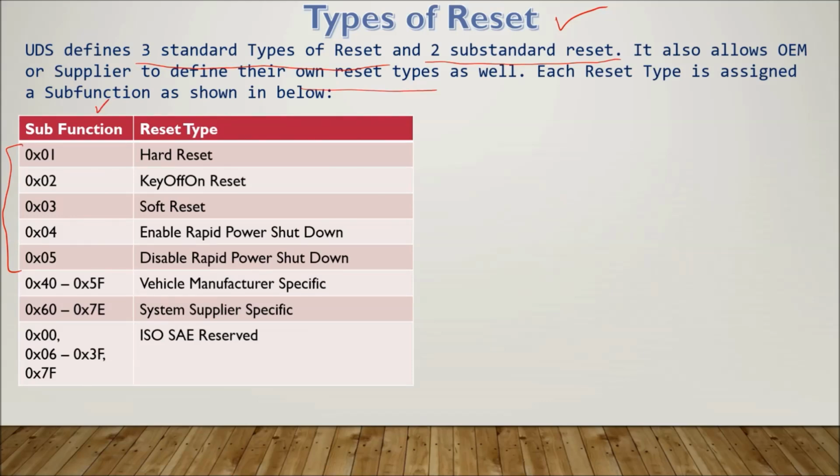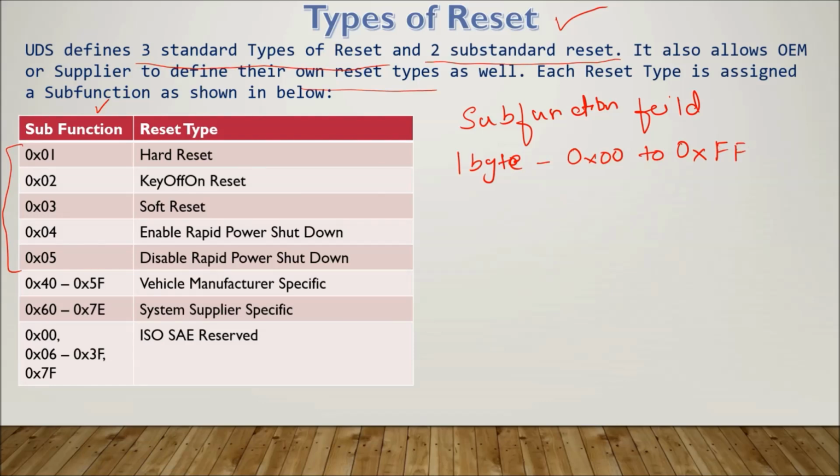So how does the tester request the different type of reset to the ECU? By using the subfunction field of the request message. As I mentioned, this is 1 byte long. If it's 1 byte, that is 8 bits, then it can take values from a minimum of 0x00 to 0xFF. So this is the range of values which is possible.